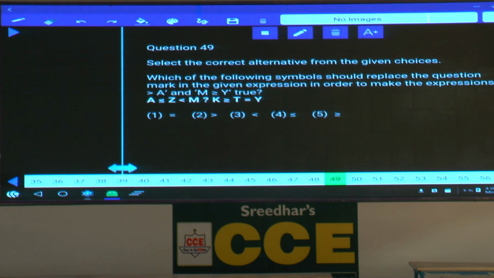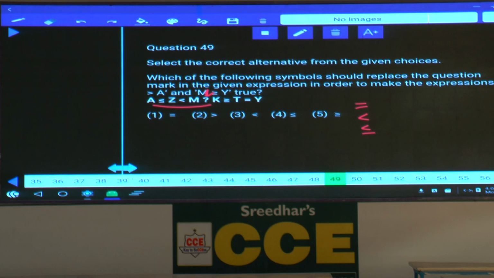Then question number 49. Now, in this 49, we need to have K greater than A. Now, A is here and K is here. From K to A, K greater than A. A to K, A lesser than K. Hence, this symbol must be either equal to or lesser than or equals to. In all the 3 cases, K greater than A will definitely be true.